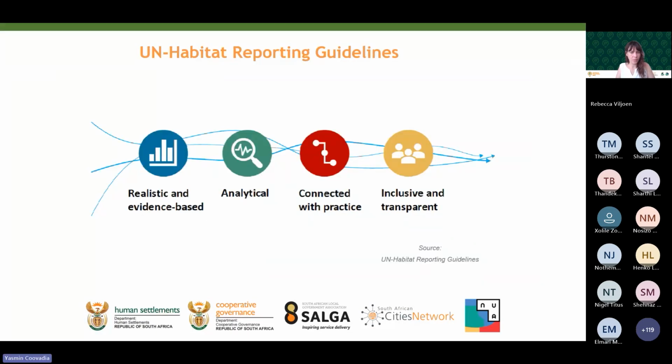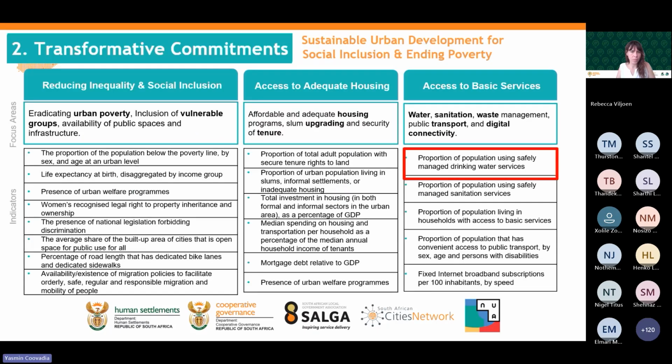So we looked at providing realistic and evidence-based data. We provided analysis where we could. We connected with practice, and we tried to be as inclusive and transparent as possible. So I'm going to use one example. Amongst all the indicators, whether you look at it from an SDG perspective or from a New Urban Agenda perspective, I chose to give you an example on water.